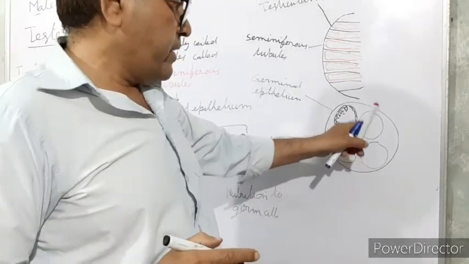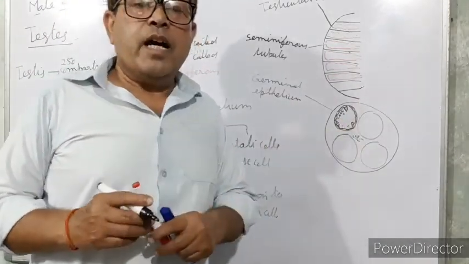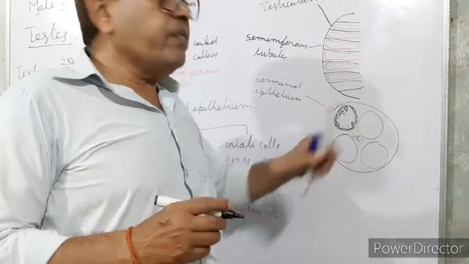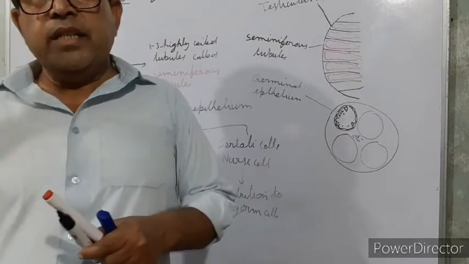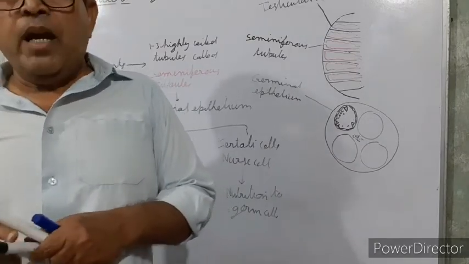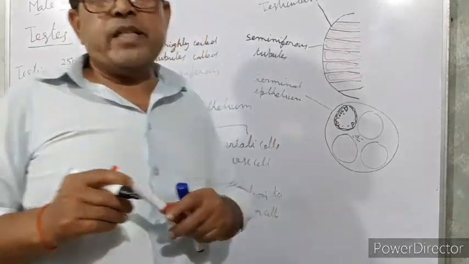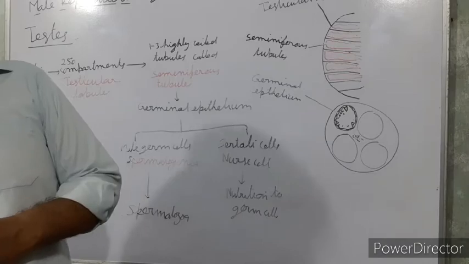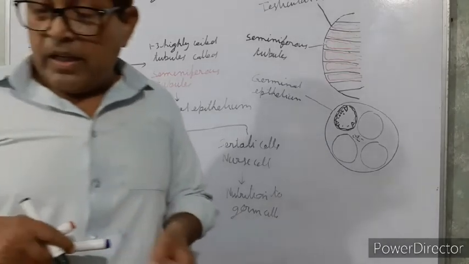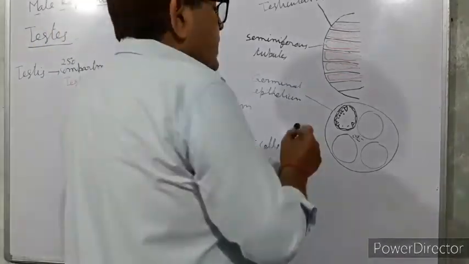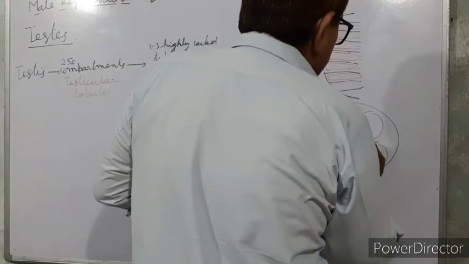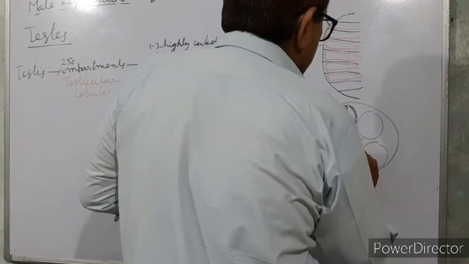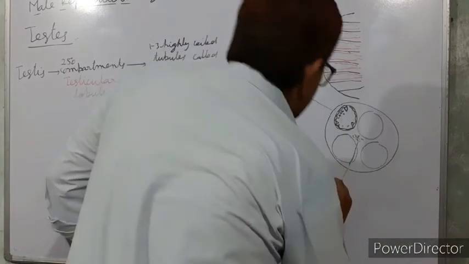The space outside the seminiferous tubules is called the interstitial space, and this interstitial space contains interstitial cells and small blood vessels. This is the interstitial cell.